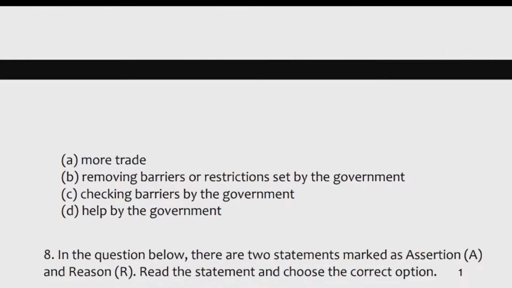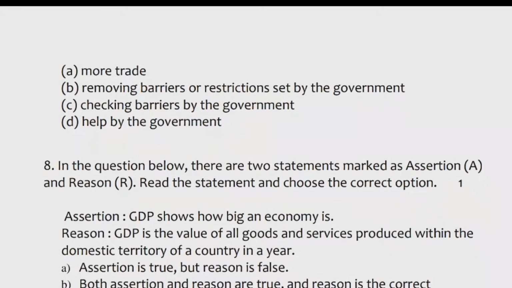8. In the question below, there are two statements marked as assertion A and reason R. Read the statement and choose the correct option. Assertion: GDP shows how big an economy is. Reason: GDP is the value of all goods and services produced within the domestic territory of a country in a year.